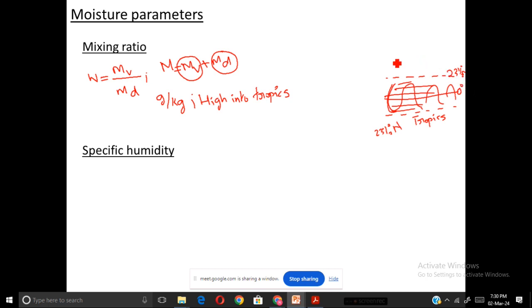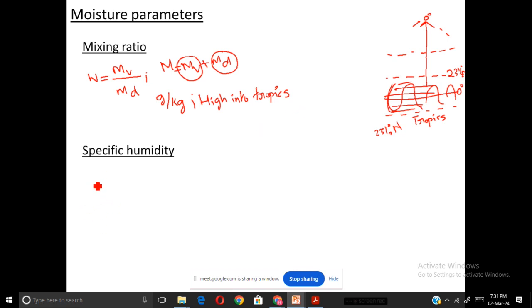Whereas when we go further up to the mid latitudes and then further up towards the poles, then the value of mixing ratio reduces. It is high in tropics and it reduces as we go up in the latitude towards the pole. So that's how it changes. So it is having a high value in the tropics.